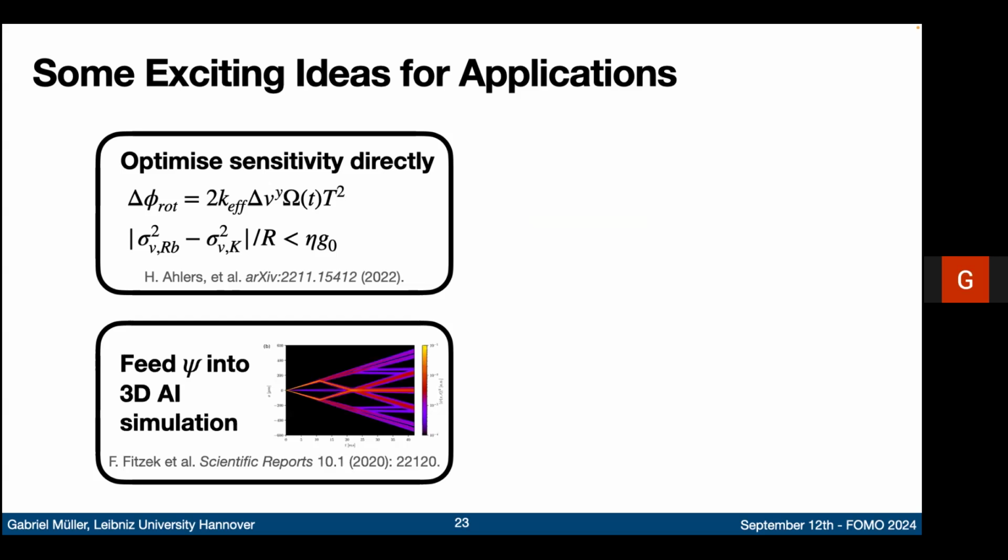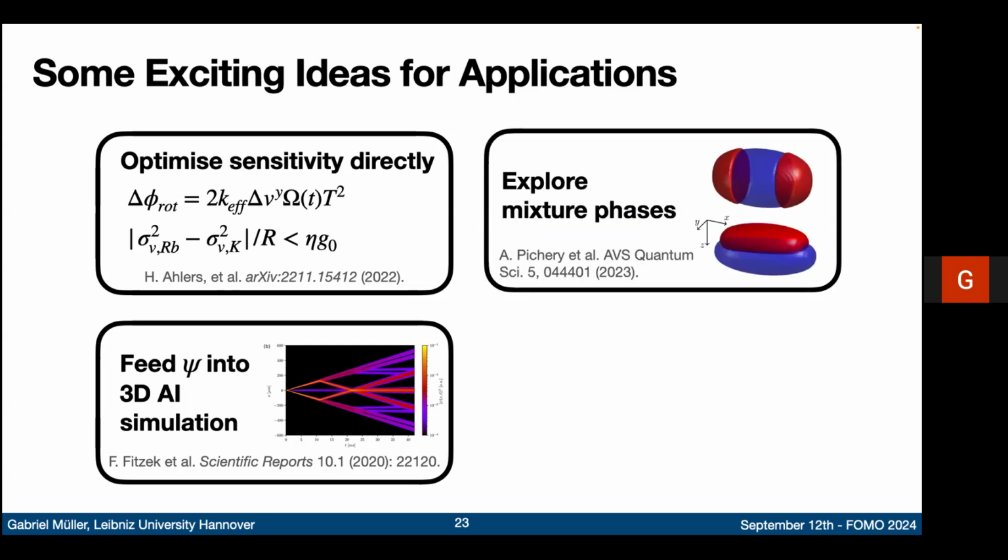Second, you could go one step further, which is you can take this psi, the wave function, and put it into the next simulation step. You just simulate. Now you can do much more complicated things. You now just simulate the full interferometry sequence and the sensitivity from there.